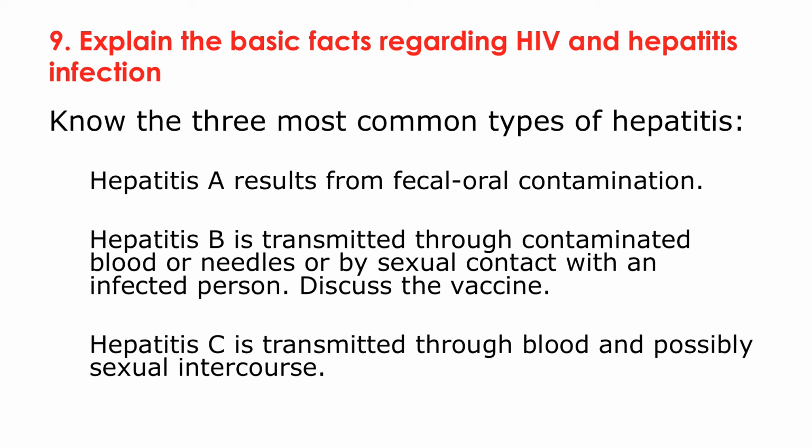So what are the three most common types of hepatitis? That's A, B, and C. That's easy enough, right? Hepatitis A results from fecal to oral contamination. Hepatitis B is transmitted through contaminated blood or needles or by sexual contact with an infected person. Hepatitis C is transmitted through blood and possibly sexual intercourse as well.